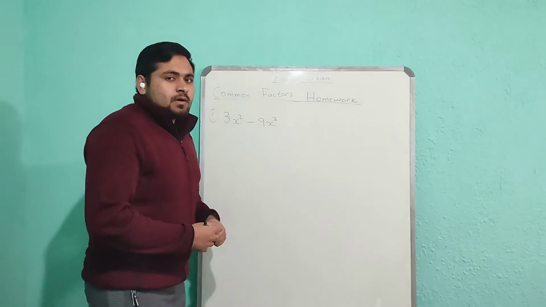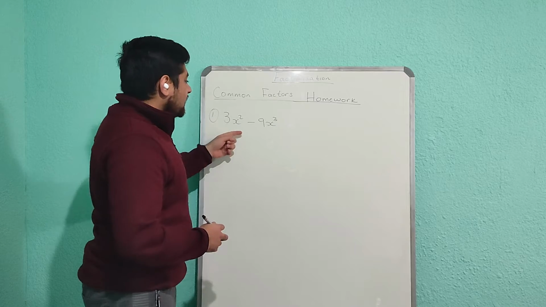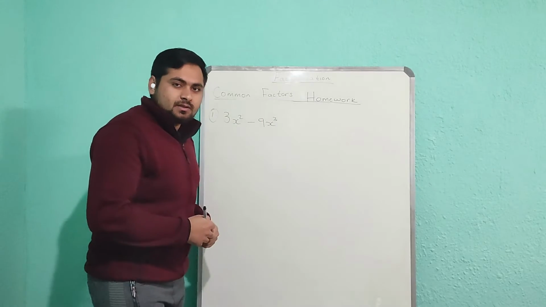Hello everyone. In today's lesson, we'll be doing the homework solution on common factors. This homework was provided in part 1 of common factors in the series on factorization. So I hope you have watched part 1 on common factors. So let's begin. Question 1 said 3x squared minus 9x cubed.